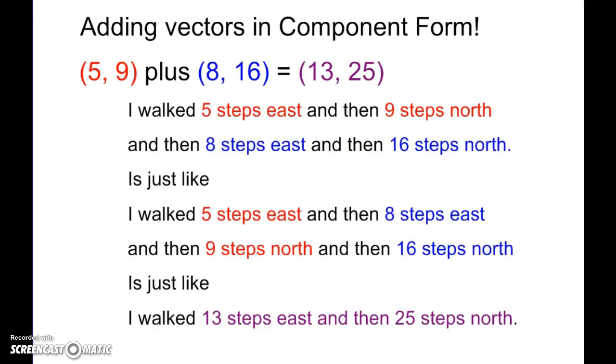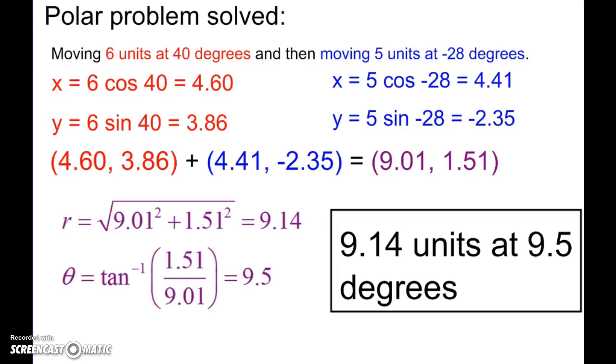Now, in component form, you just add the components. So it's just like polar coordinates. Adding polar coordinates was terrible, so you changed them to rectangular coordinates and you changed them back. And that's easy. Okay. Like I said, here's how I actually did the last polar coordinate problem. I changed them into components, added the components, and then changed them back.